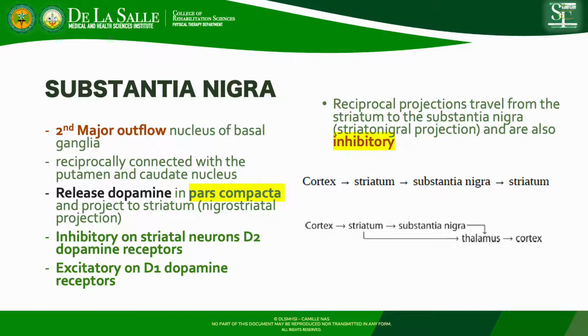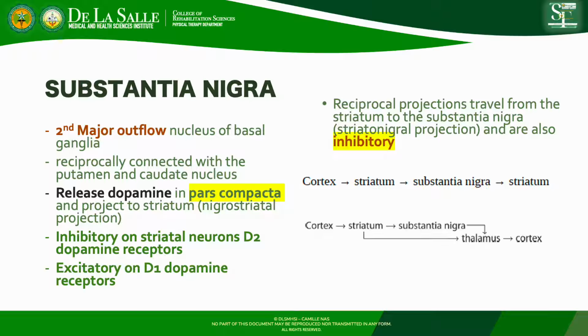And this is specifically being released in the substantia nigra pars compacta. And the fibers will be projected towards the striatum, which is again inhibitory to the globus pallidus internal. So the substantia nigra will inhibit the function of the striatum. And remember, the function of the striatum is to inhibit the globus pallidus internal. So if there's no inhibition coming from the striatum, the globus pallidus internal will be able to do its function, which is to inhibit the thalamus.